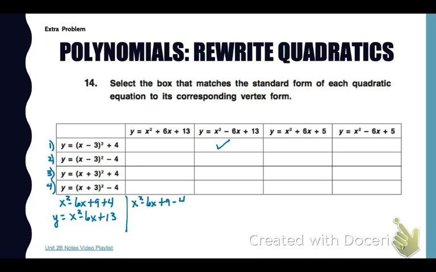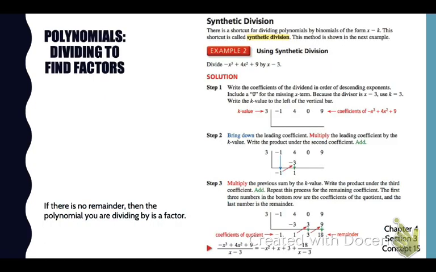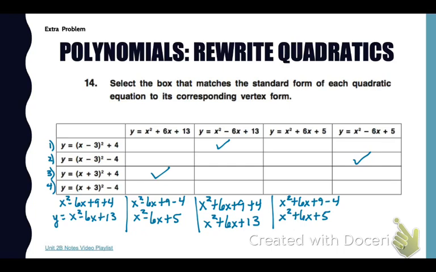Now with equation 2, I get x squared minus 6x plus 9 minus 4. Combine that and I get the last choice. With the third one, when I multiply that out, I get x squared plus 6x plus 9, and then I add the 4 on, so that's my first choice. And then finally, x squared plus 6x plus 9, subtract the 4, and that is the last choice, which again didn't show. So there we go.